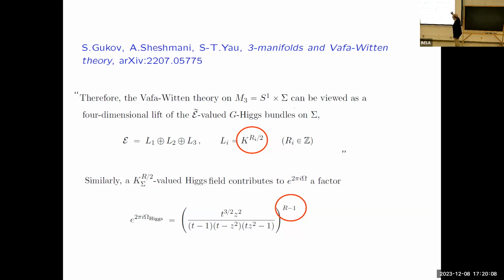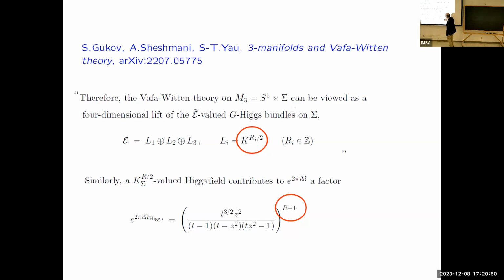Now, don't ask me why they're doing it here, but a little bit further down in the paper, they look at what they're calling the equivariant Verlinde formula. And this is a formula where, as you see, they make this particular remark here, that a K to the R over 2 valued Higgs field contributes this factor. And as you see, when R is equal to 1, this factor disappears. So my suspicion is that the paper is really concerned with R being greater than 1, where things maybe look very similar to the classical situation.